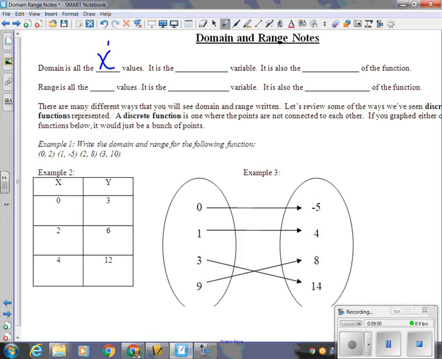Domain is a set of all the x values. It is the dependent variable on a graph. What I mean is it's graphed across the bottom. If you have a graph, it's across the bottom. It's the dependent variable. Oh, my bad. It is the independent variable. I'm forgetting how my graphs are. Independent always goes across the bottom. Dependent goes up the side. It is also the inputs of the function.